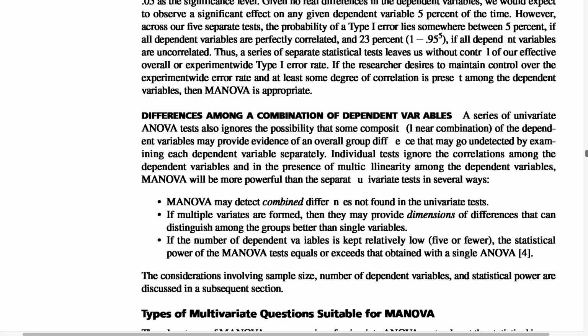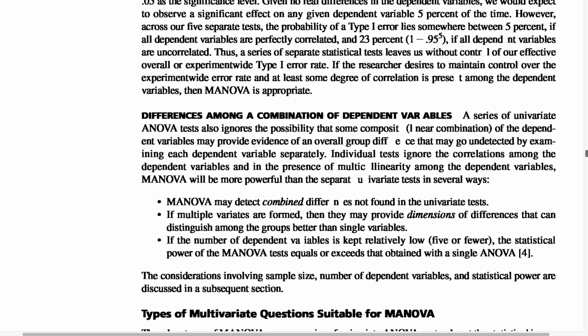Let's talk about the differences among combinations of dependent variables. A series of univariate ANOVA tests also ignores the possibility that some composite, a linear combination of the dependent variables, may provide evidence of an overall group difference that may go undetected by examining each dependent variable separately. Individual tests ignore the correlation among the dependent variables and the presence of collinearity among the dependent variables.